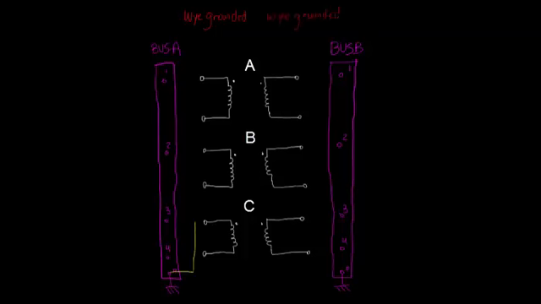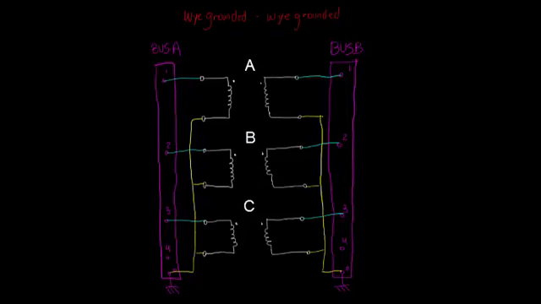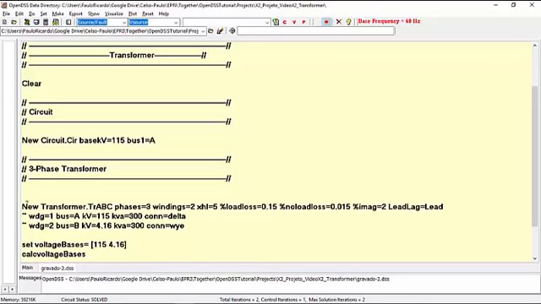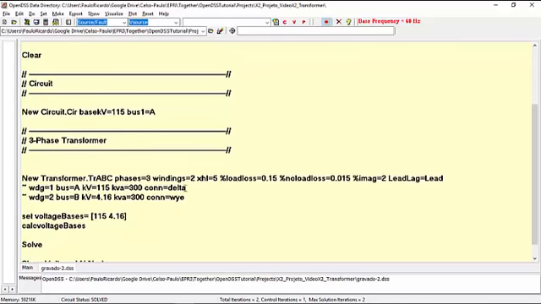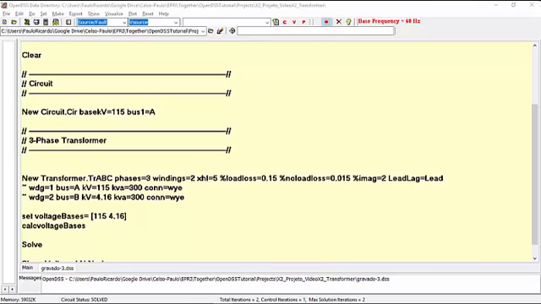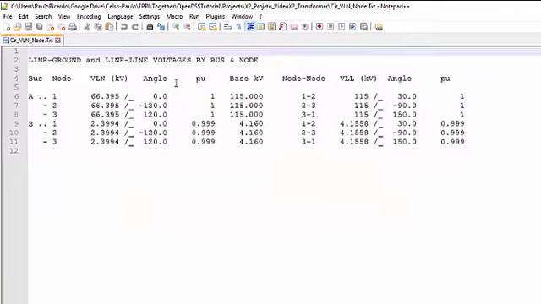Suppose that we want to define a three-phase transformer in a Y-grounded connection, like the following. In OpenDSS, all we have to do is to change the connection of the first winding to Y. Note that even if we leave the parameter leadlag, it doesn't affect the solution, as there is no phase shift for a Y-Y connection.